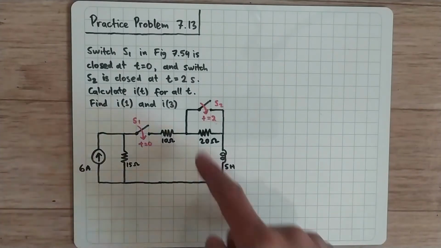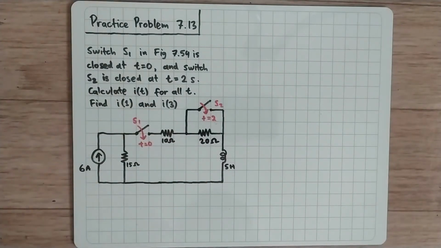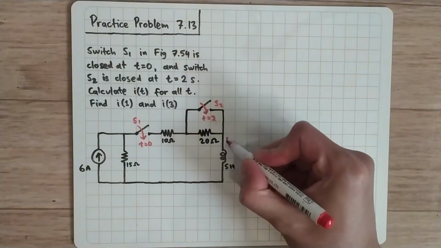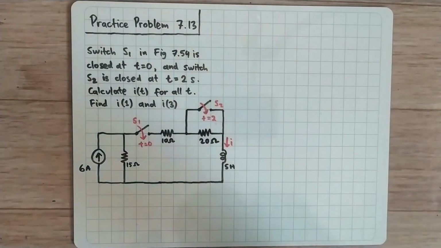And we are asked to find iL, the current that passes through this inductor here, iL for all t. So we will have three cases.